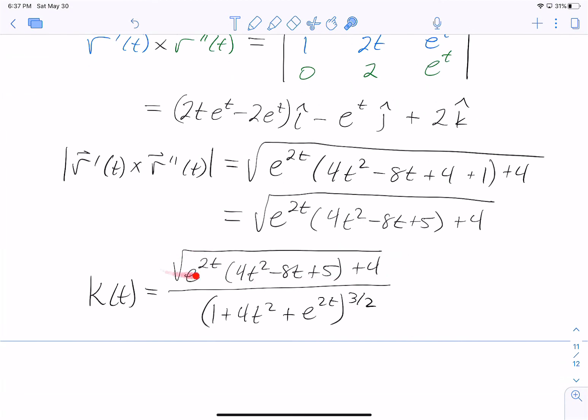Making that our numerator with the denominator of r prime cubed, we get the curvature kappa of t is equal to the square root of e to the 2t times the quantity of 4t squared minus 8t plus 5, that plus 4 still inside the square root, all over the quantity of 1 plus 4t squared plus e to the 2t, whole thing to the 3/2 power there in the denominator.